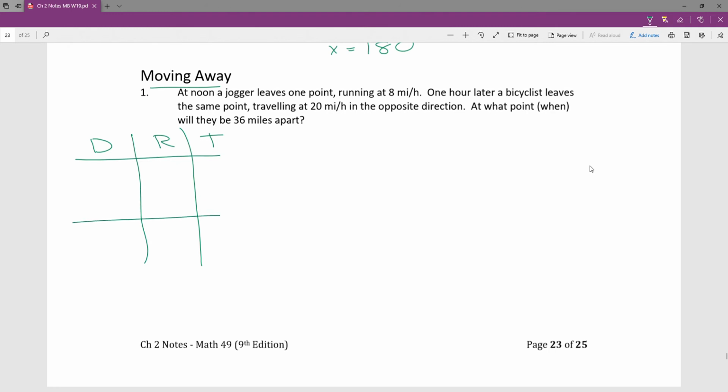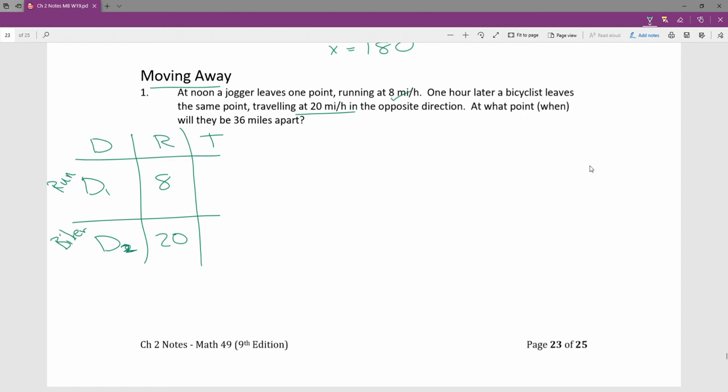So it says here, at noon, a jogger leaves one point running at 8 miles an hour. Okay, so we know this is going to be 8 miles an hour. An hour later, a bicyclist, so this is a runner, and this one's going to be a biker. So it says she's traveling at 20 miles an hour. So my runner is going to be distance 1, my biker is going to be distance 2.